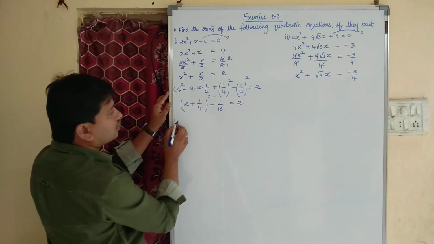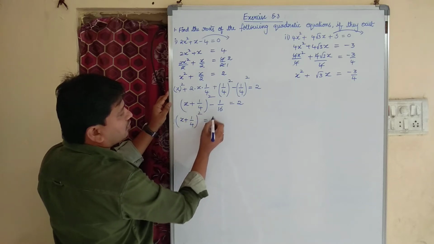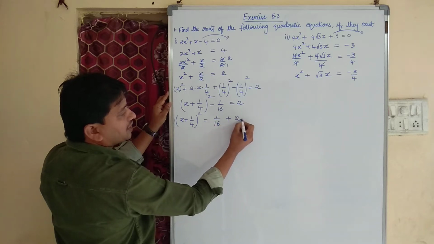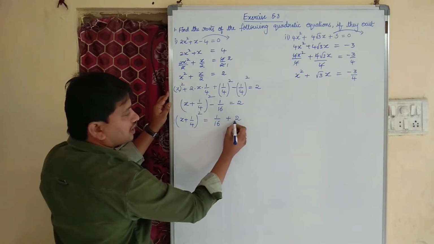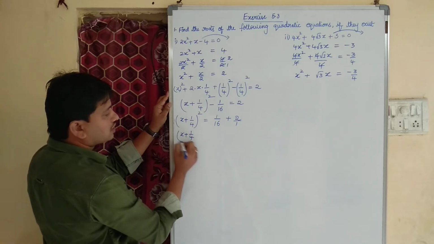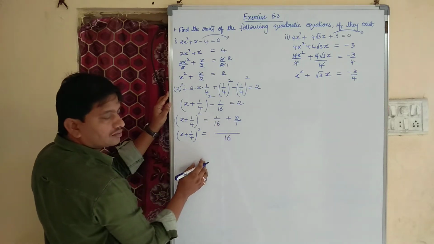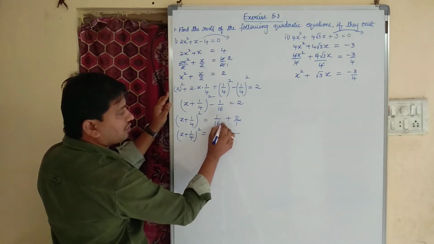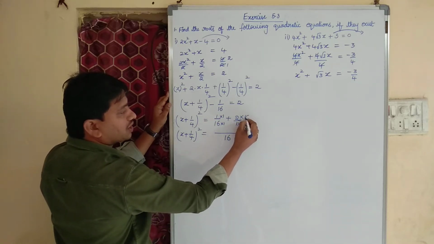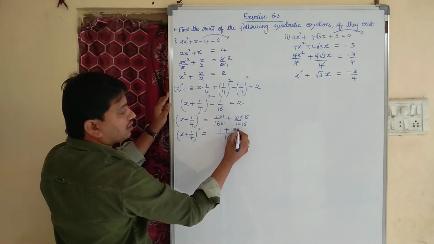Right? So x plus 1 by 4 whole square equal to minus 1 by 16. If you transpose, it will become 1 by 16 plus 2. Two, in the sense, I can write as 2 by 1. So x plus 1 by 4 whole square equal to LCM of 16 and 1 is 16. 16 into 1 into 1 is 1, 16 into 16 into 16. As 1 into 1 is 1 plus 2 into 16 is 32.